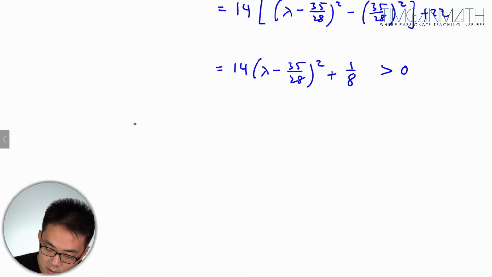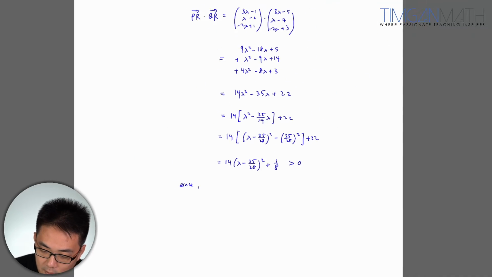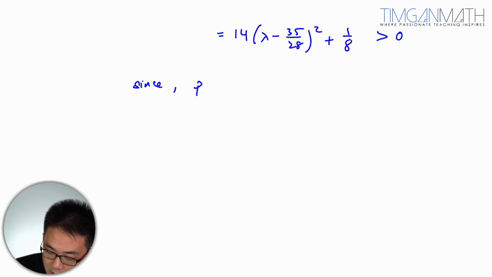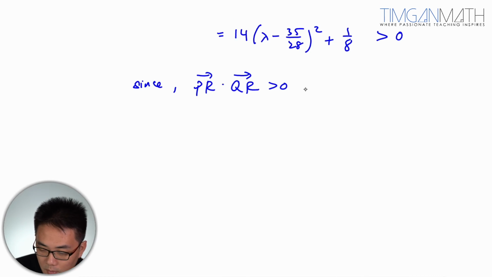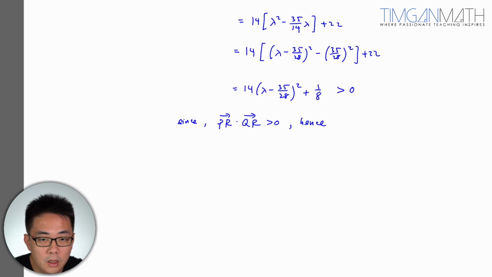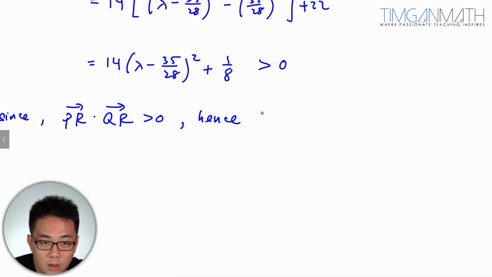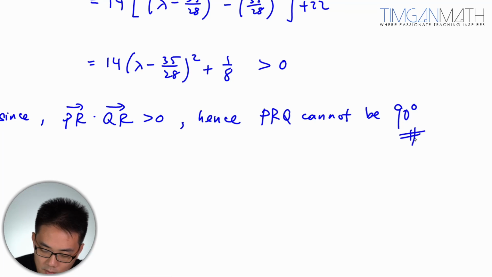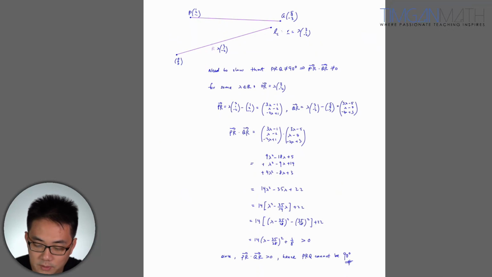So since PR dot QR is more than 0, hence it's not possible. PRQ cannot be 90 degrees. Okay, so that's not possible. So this is how you do this question here proficiently.